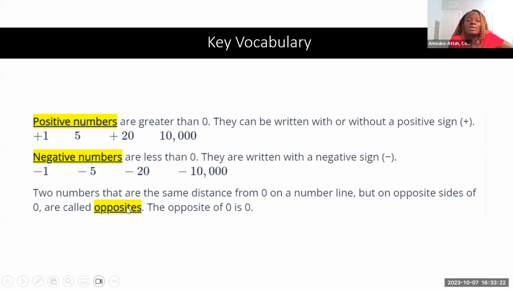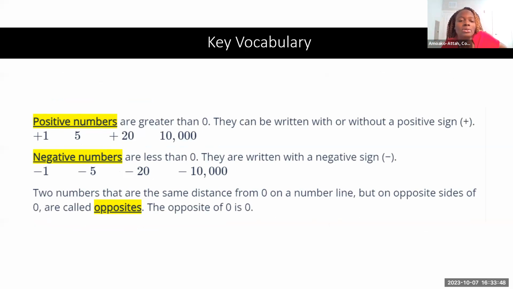Then we have the key vocabularies. You have the positive numbers, you have negative numbers, and we have opposites, right? Two numbers that are at the same distance from zero on the number line, but on opposite sides of zero, are called opposites. The opposite of zero is still zero. Therefore, we don't have a -0 or a +0. Zero is zero, right?